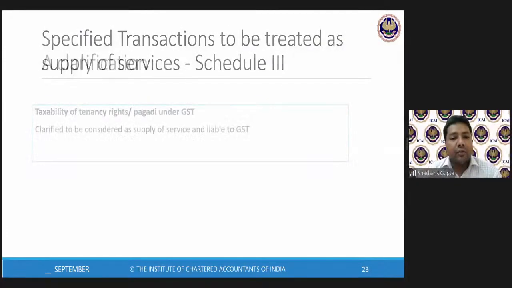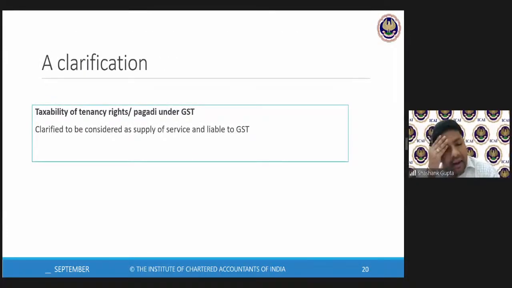Now, the clarification issued was that in line with lease or right to use, the tenancy rights in Pagadi under GST will also be treated as supply of service and thus liable to GST.